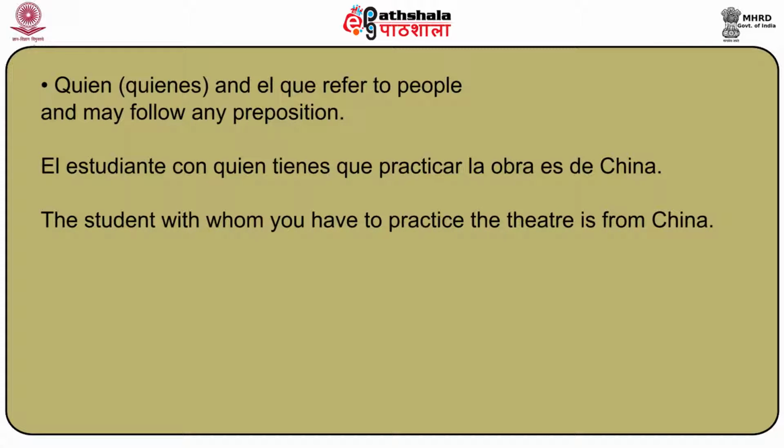Quienes and quién and el que refer to people and may follow any preposition. El estudiante con quien tienes que practicar la obra es de China. The student with whom you have to practice the play is from China.